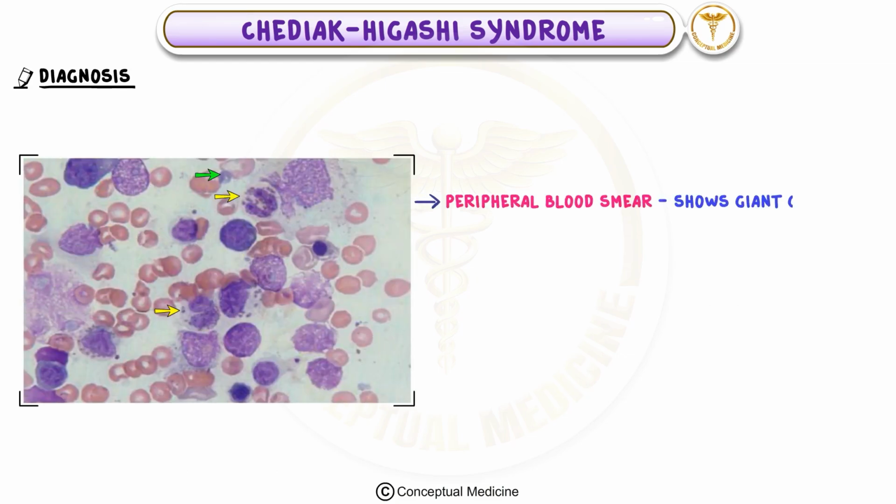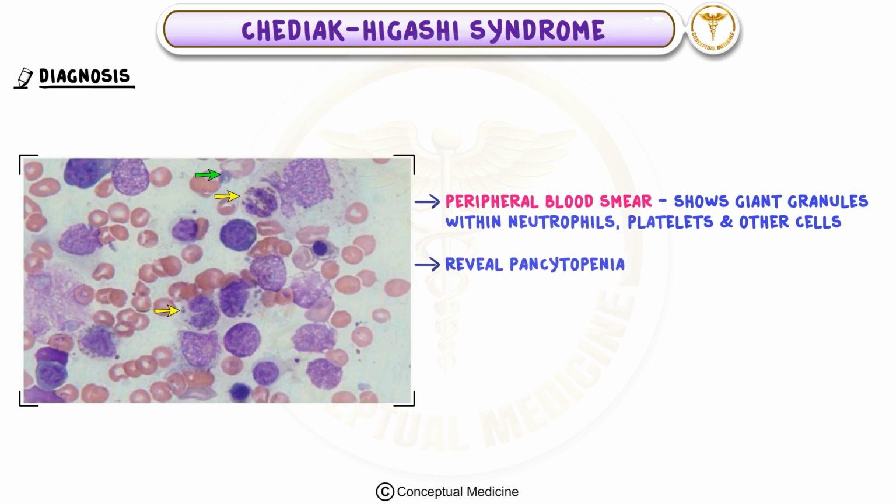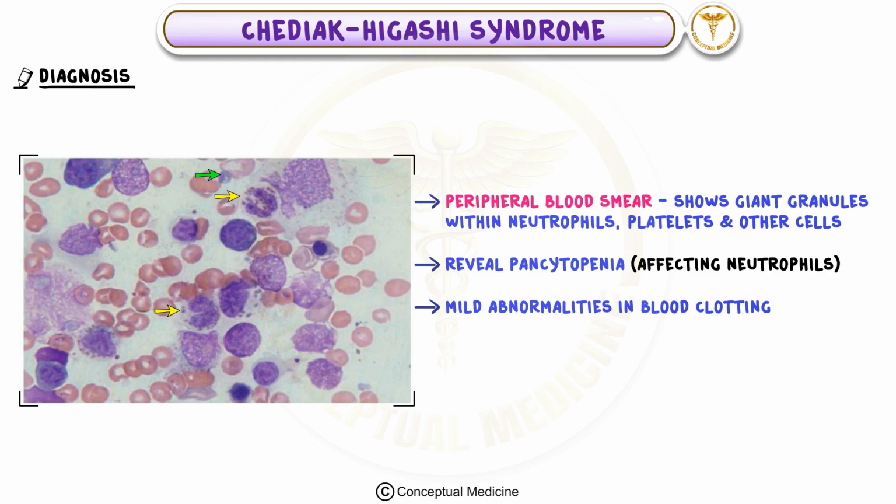For diagnosis, a peripheral blood smear is key. It shows characteristic giant granules within neutrophils, platelets, and other cells. Laboratory tests may reveal pancytopenia, particularly affecting neutrophils, and mild abnormalities in blood clotting.